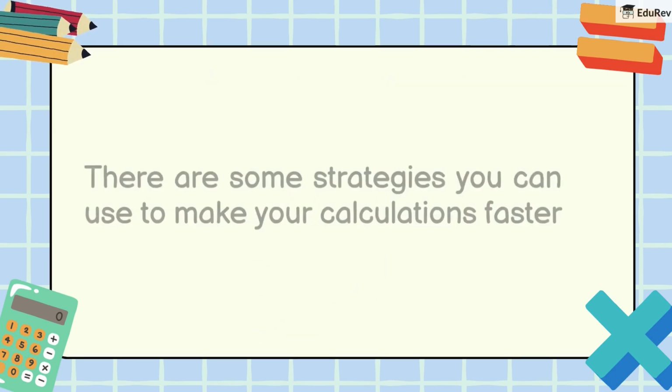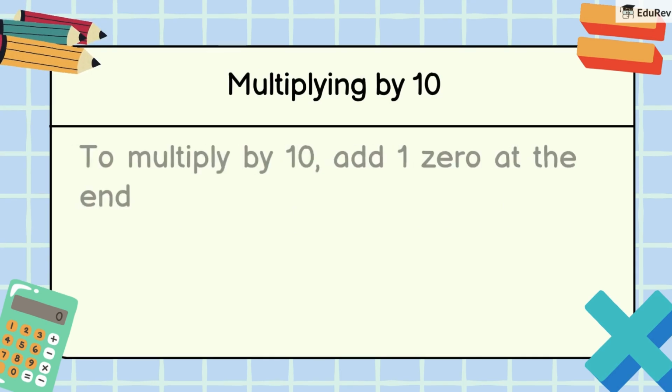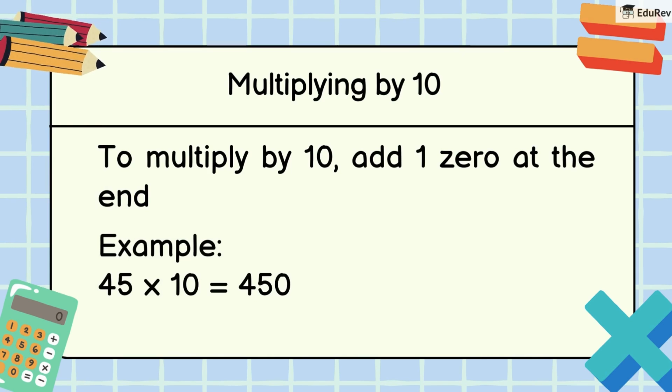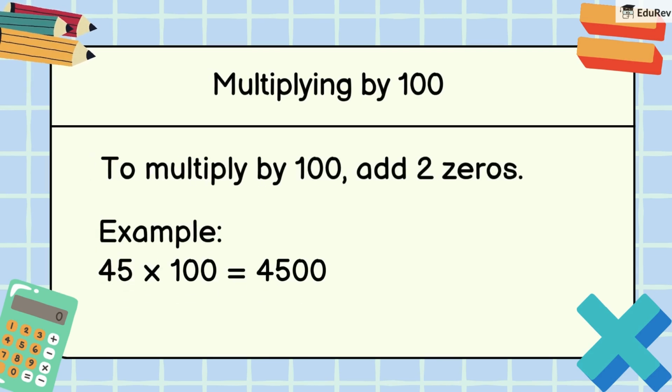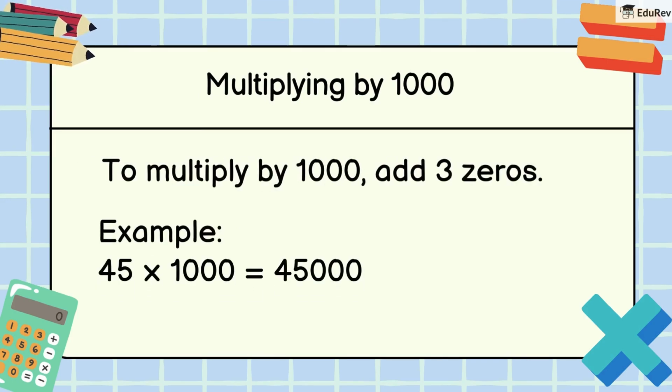When it comes to multiplication, there are some strategies you can use to make your calculations faster. For instance, if you multiply a number by 10, just add a 0 at the end. So, 45 times 10 equals 450. Similarly, for 100, you add 2 zeros. Therefore, 45 times 100 equals 4500. And if you multiply by 1000, you add 3 zeros. So, 45 times 1000 equals 45,000.